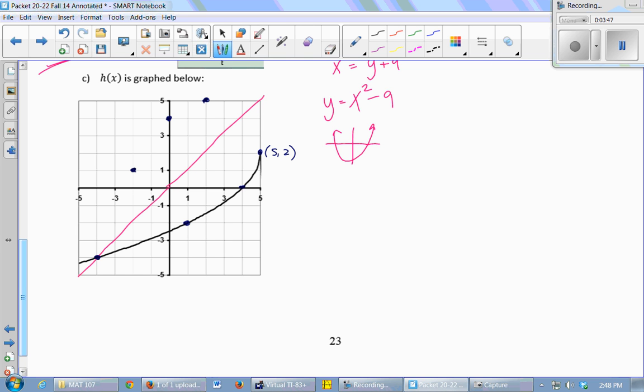This point over here is right on the line, so when I switch its x and y coordinates, it stays where it is. Negative 4, swap them, lands at (negative 4, negative 4). So it looks like I'm going to have a graph that looks something like, connect those better, that. The reflection of the original over the line y equals x.